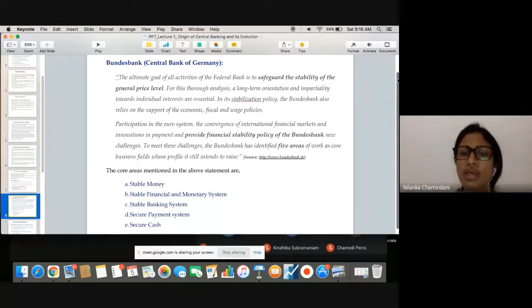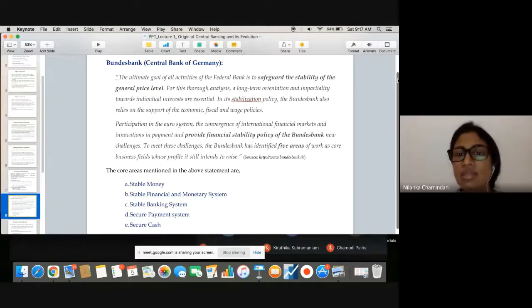When doing so, the central bank has to think about the long-term orientation. That means they are not going to take any short-term measures. They can make short-term measures, but the results should be applicable on a long-term basis. When you are going to do something, we have to think about the long-term impact of it, and impartiality towards individual interests is essential. Though the central bank is not going to facilitate the nation on an individual basis, overall we have to think of the interest of the individuals of the nation, right?